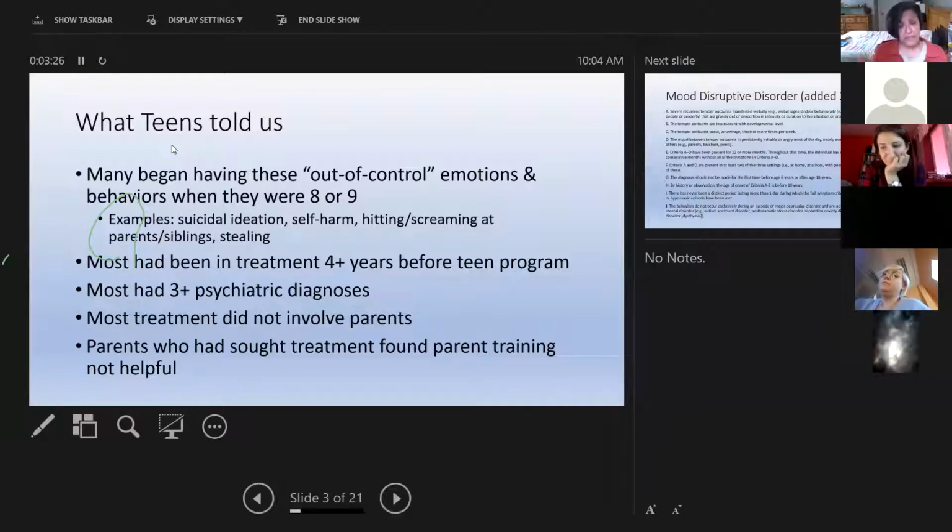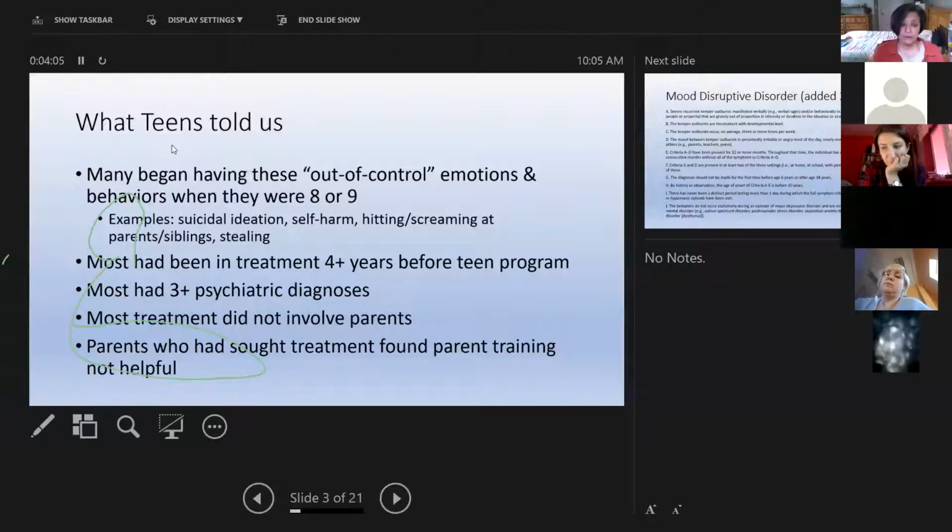They talked about wanting to die. They let us know that their ideation was present. It looked different, and that makes sense given their conception of death at an 8 or 9-year-old level. They had lots of problems with stealing. They had lots of interpersonal difficulties with their parents and with their siblings. So a lot of their out of control behaviors were starting much younger. And many of them started saying, gee, I wish I had had this treatment when I was their age.